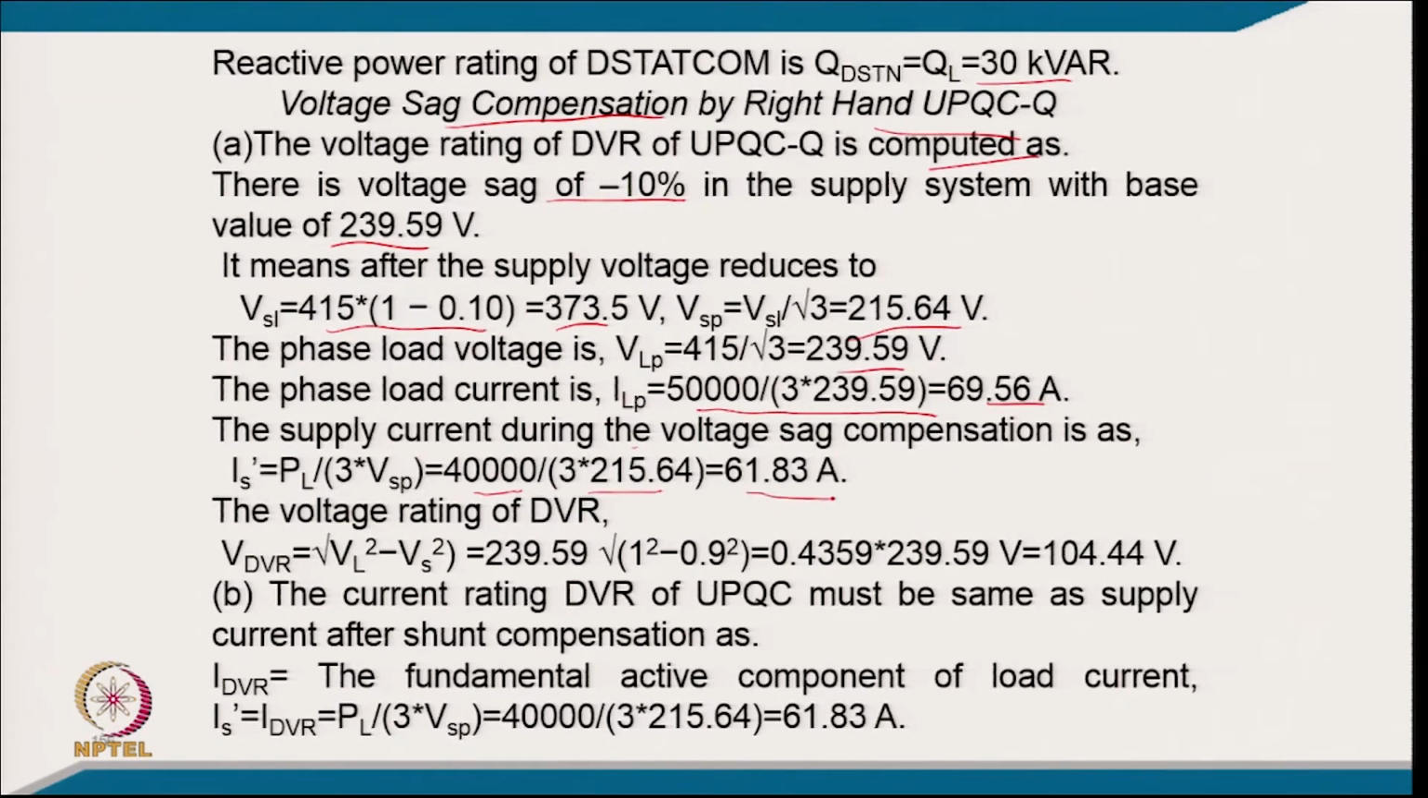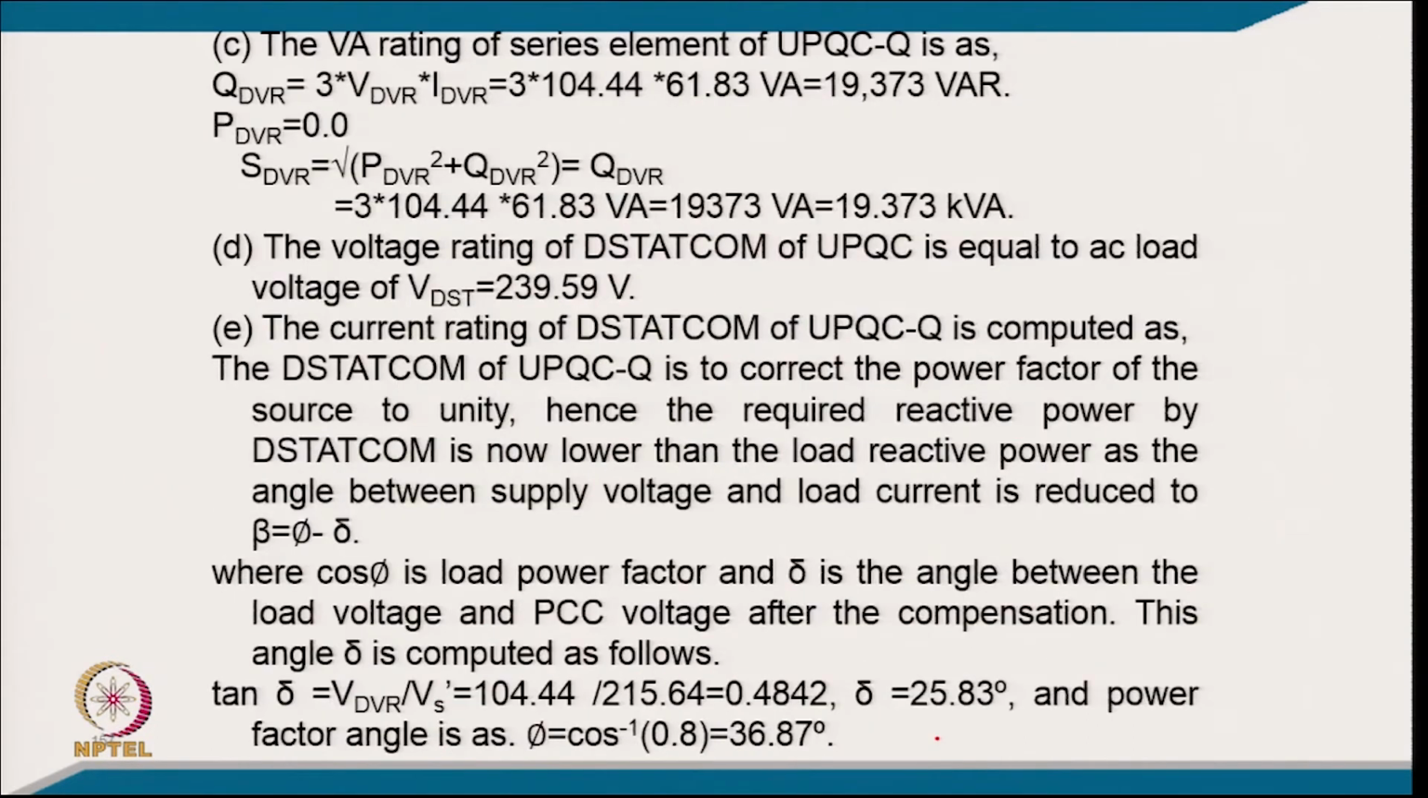So, it becomes 61.81 and the voltage rating of the DVR from this relation, because it is a UPQC-Q, is the square root of V squared minus VSC squared, V_DVR. Putting the values, it becomes 104.44 volt, and the current rating of the DVR of the UPQC must be the same as the supply current after the compensation. So, I_DVR equals the fundamental active power component of the load current, which we can calculate as 61.83, and thus the VA rating of the series element will be the injected voltage multiplied by the current, times 3 phase.